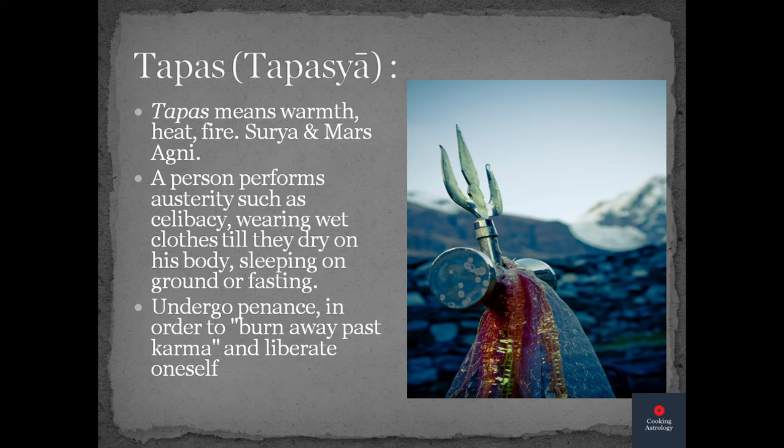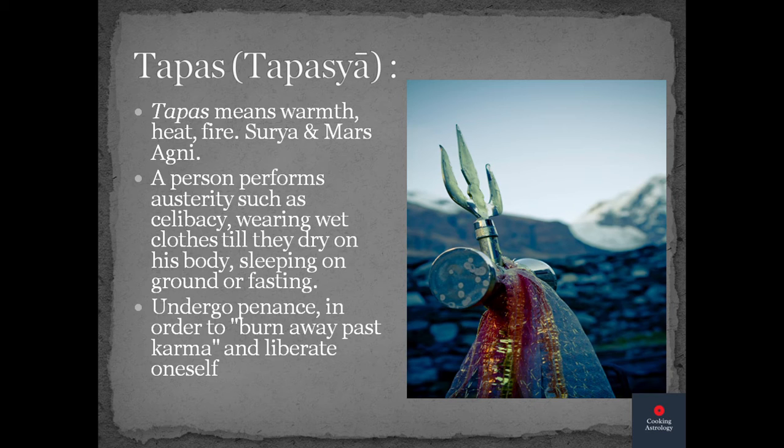Sleeping on the ground, because the ground represents your Mula. Mula Nakshatra is associated with sleeping on the ground. Whenever you are sleeping on the ground, it means you are strengthening your Mula. Mula represents the root of something, so roots are connected with the ground. And even fasting is very, very important.